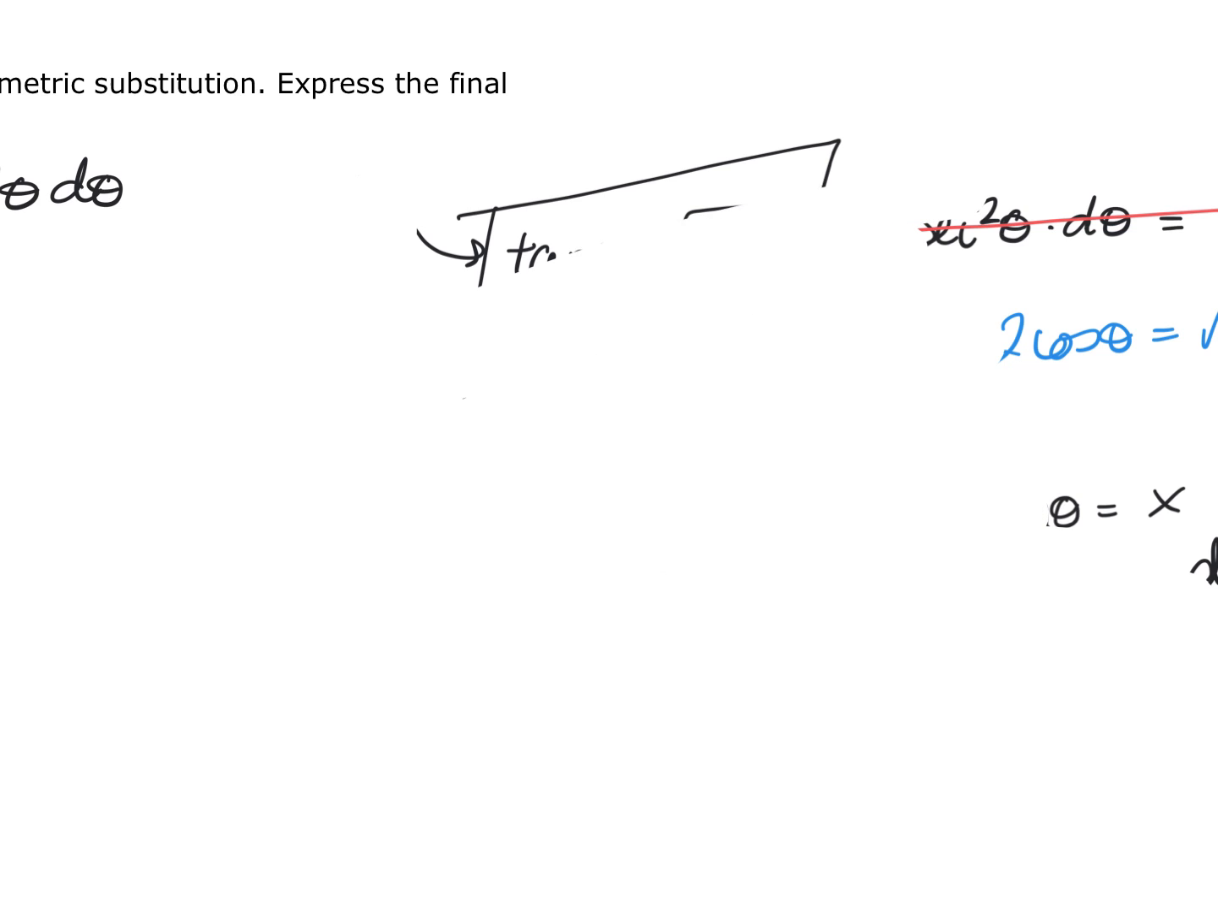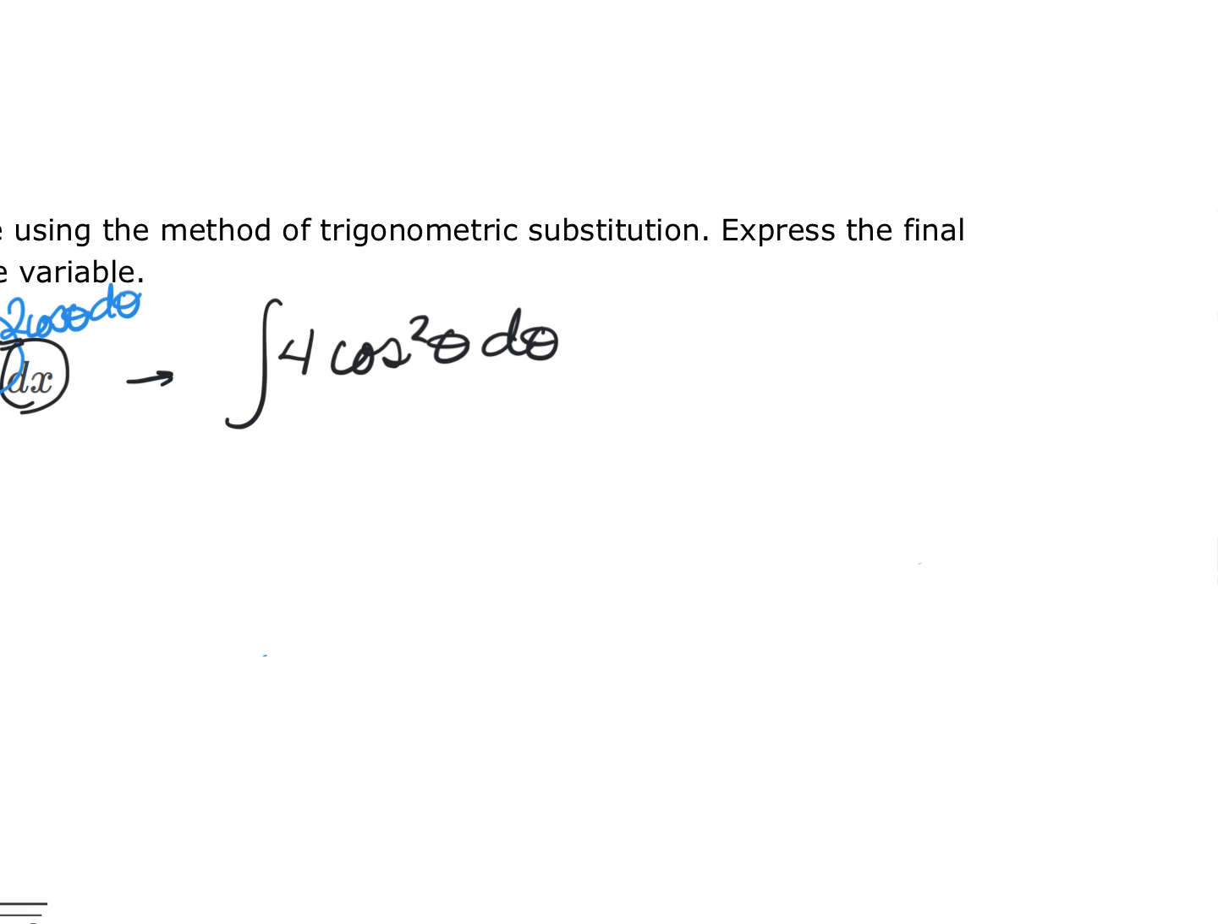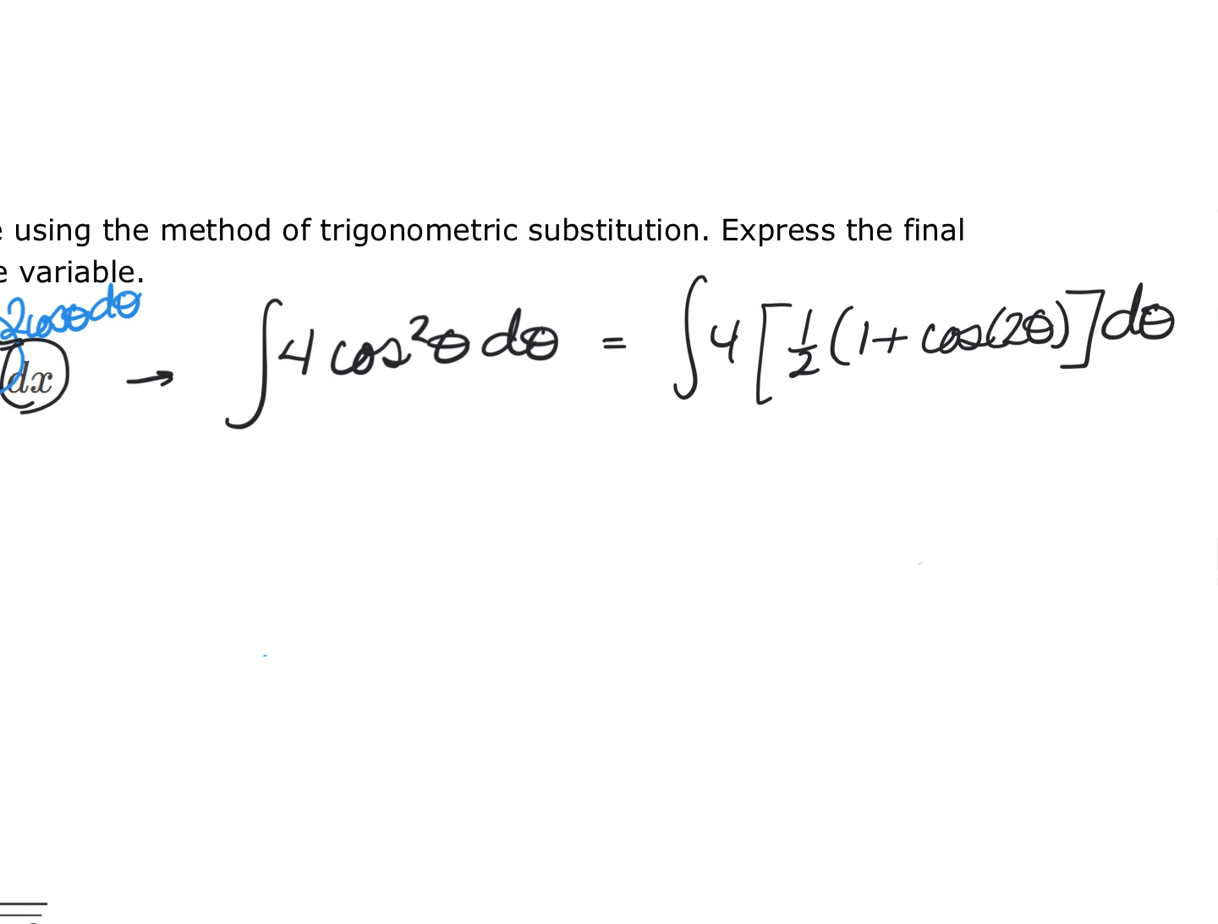So let me erase this. I'm probably going to regret erasing it because I do have to back sub at some point because this is a substitution. So then this is going to be equal to 4, and then I have the power reduction formula for cosine squared, which is 1/2, 1 plus the cosine of twice my angle, d theta. Let me just have my brackets match. I'm going to multiply that 4 through, and so I'm going to get the integral of 2 plus 2 the cosine of 2 theta, d theta.